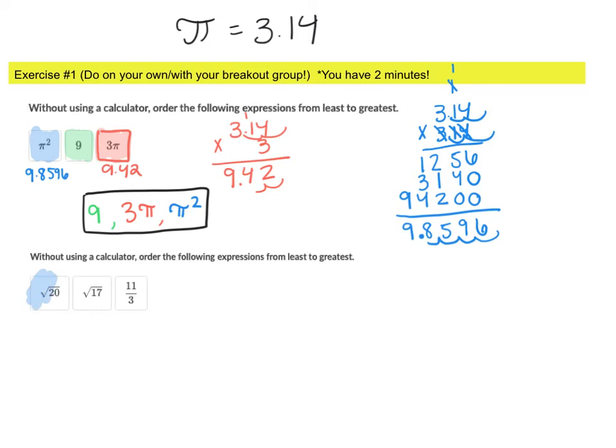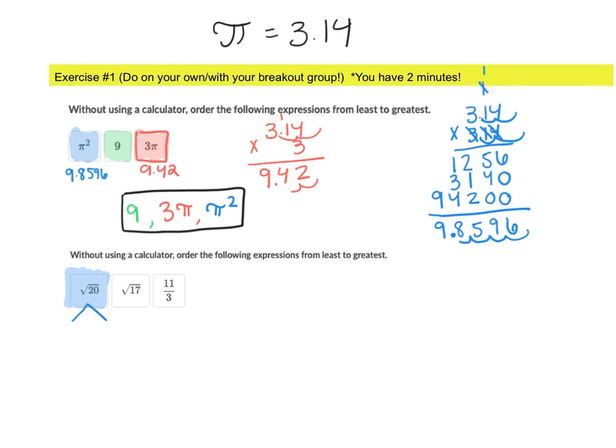All right, this first one, the square root of 20. Well, I don't know what the square root of 20 is, but I know what it falls in between. So there's 2 perfect squares that come before it and after it. The one that comes before it is the square root of 16, which is 4. The one that comes after it is the square root of 25, which is 5. So I know that this first answer is in between 4 and 5.